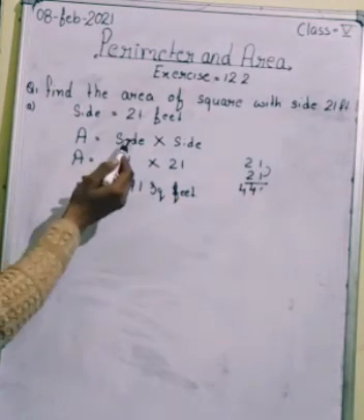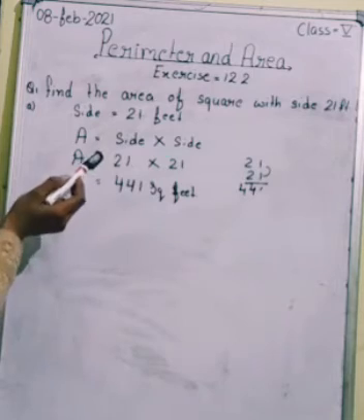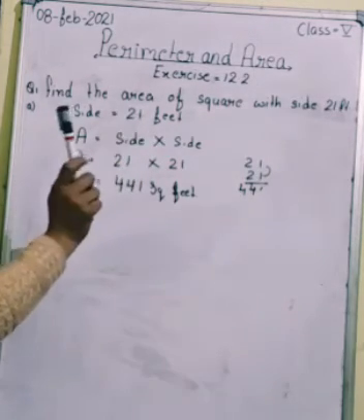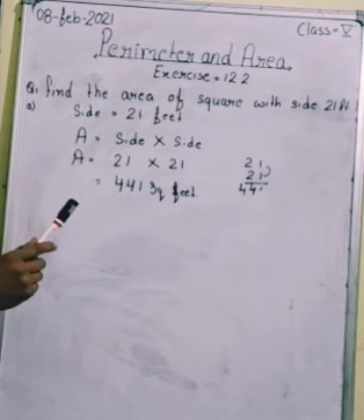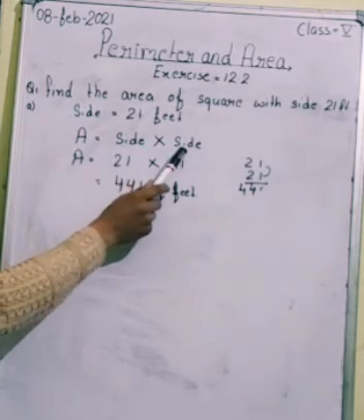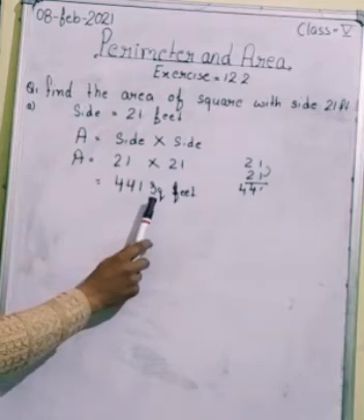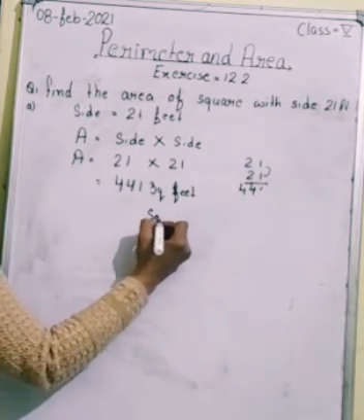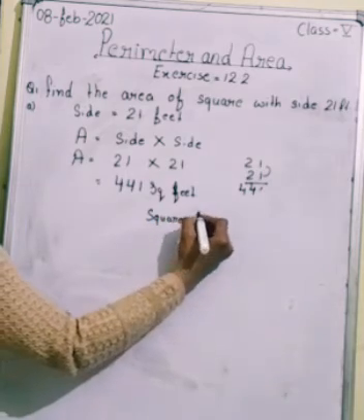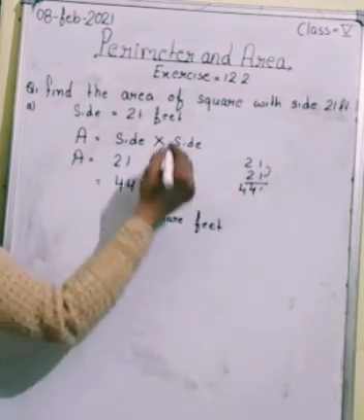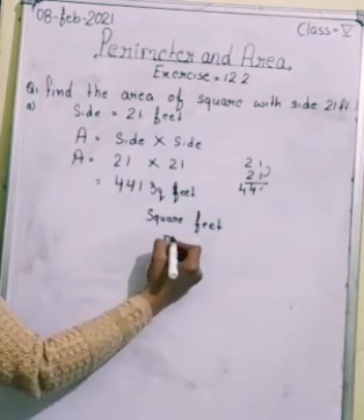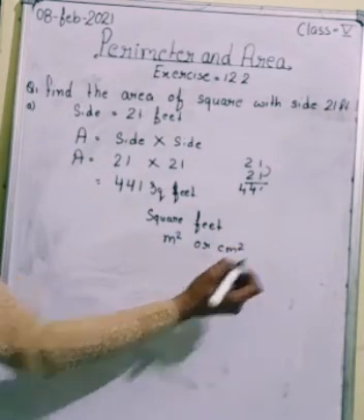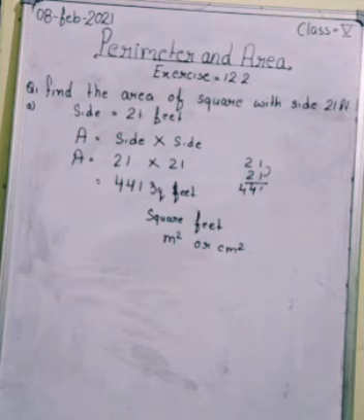Now area always comes in square units. Why? Because you are multiplying two dimensions. Okay. When you are finding the perimeter, you are adding them, so it comes in centimeters or meters or feet. But in area you are multiplying two dimensions, so it will come in square feet. Okay, this is the short form, square feet. Or if they have given you meters, it will be meter square or centimeter square, whatever unit you have in your question.